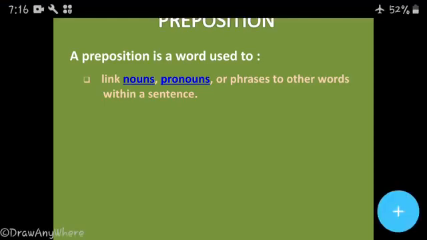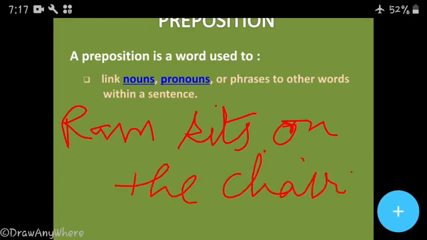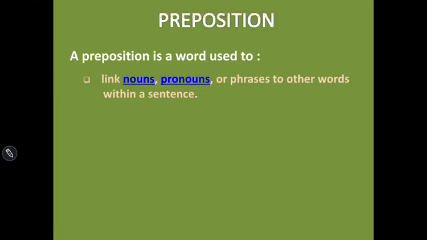For example, if I say that Ram sits on the chair. Here, on is a preposition which links Ram with chair. It tells us about the position of Ram. He sits on the chair. It clarifies the meaning of this sentence. Let's move to the next rule.